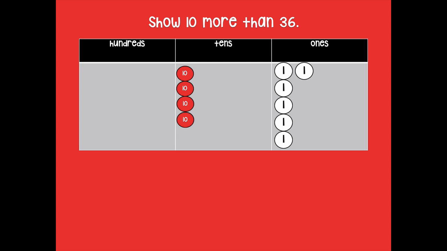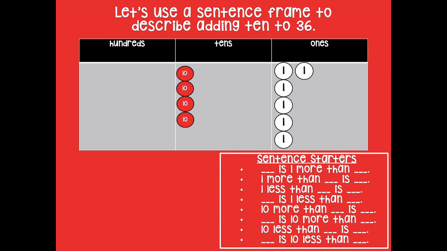Yes, I would just add 10 more, right? Okay, so let's use a sentence frame to describe adding 10 to 36. So now we're looking for 10 more. Those are going to be the examples that we're looking for.